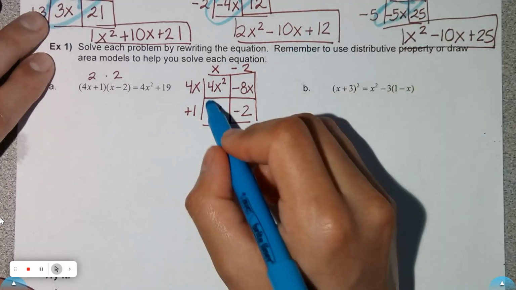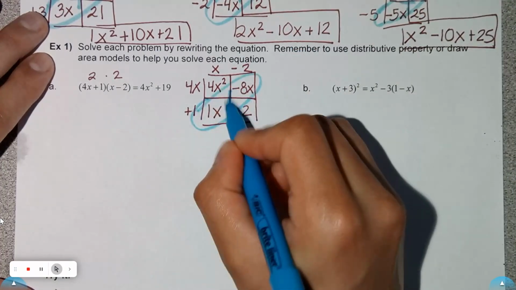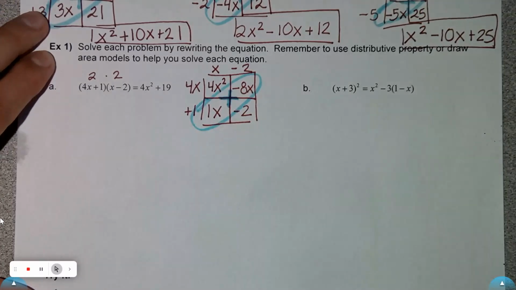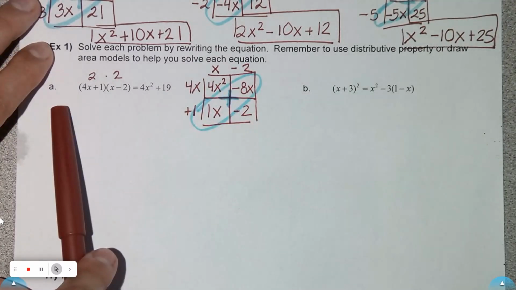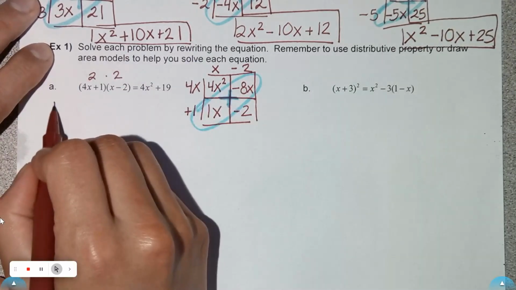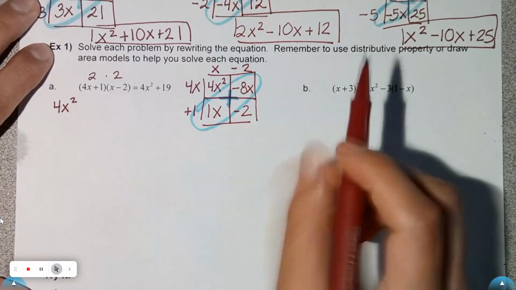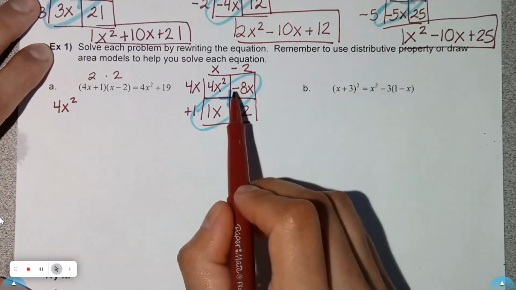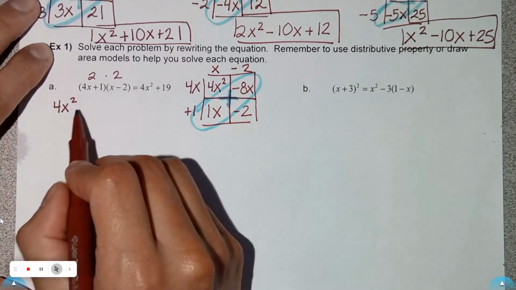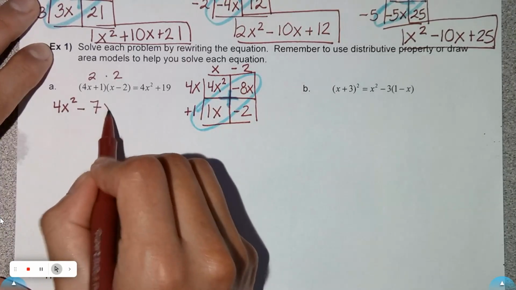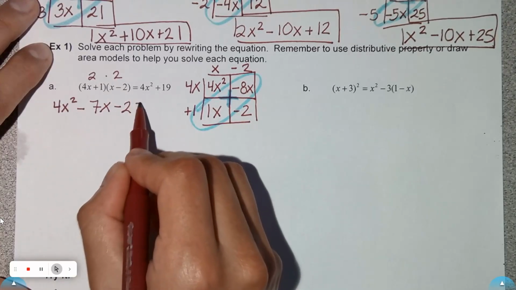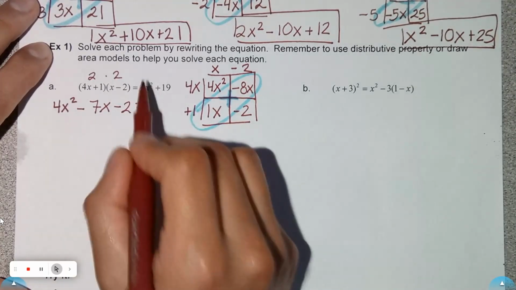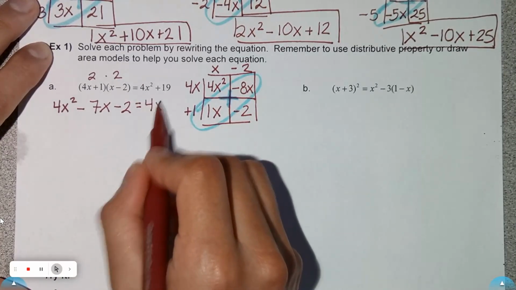Just like we did up above, I'm going to combine my like terms. I'm going to add them. I'm always adding. This is the left side, so I'm going to write my answer on the left side. So I have 4x squared. When I combine those, I have negative 8x plus 1x is negative 7x. Then I have the minus 2. Bring down my equal sign, and the right side, I didn't do anything with it, so I'm just going to rewrite it.